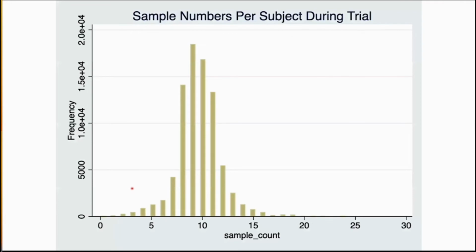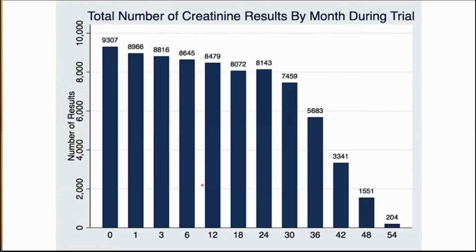Just to give you an idea of the number of samples per subject during the trial, most individuals had about 10 creatinine samples measured during their time in the trial. These were the number of creatinines that we measured by month during the trial. So this is baseline, 1 month, 3 months, and so forth. And you can see that there are fewer at the far end because the trial ended. So not everybody who joined the trial later, for example, spent 3 or 4 years in the trial. So these higher values would represent people who were recruited somewhat earlier to the trial.